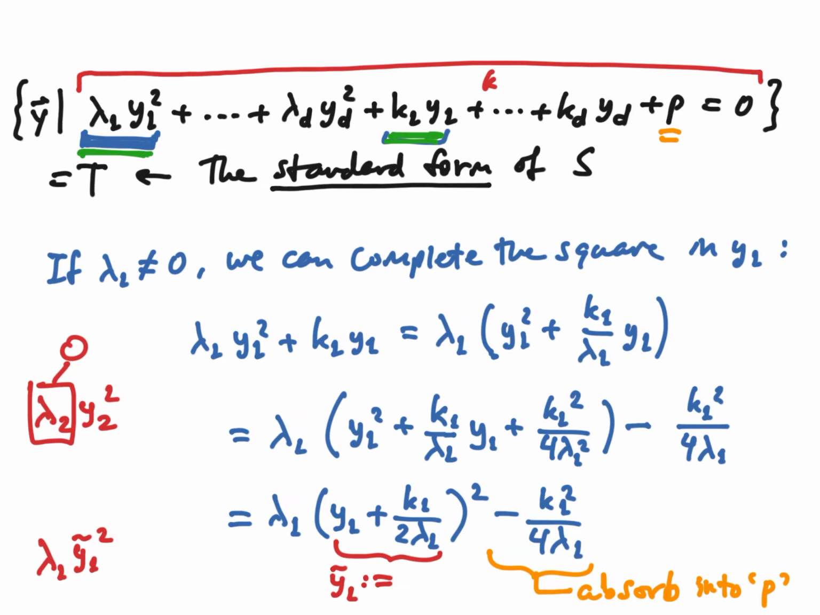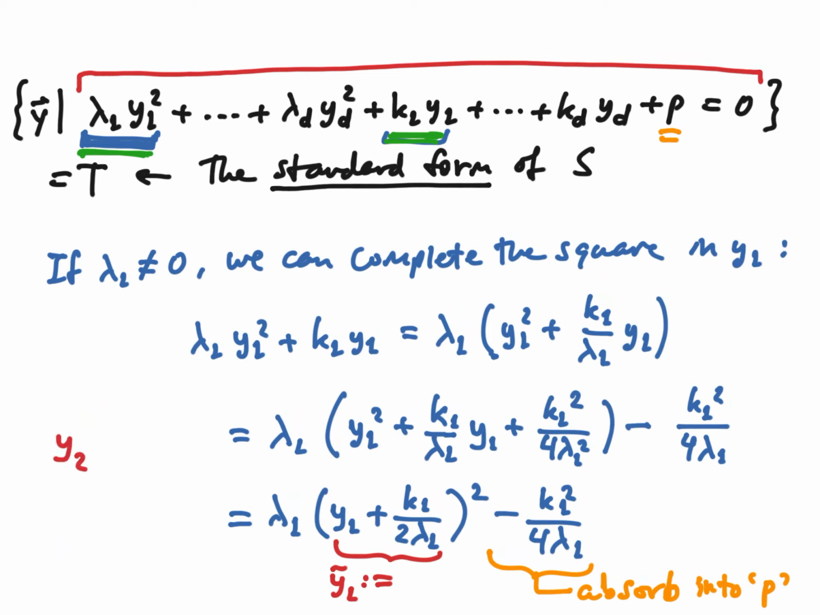So essentially you're going to get rid of all the linear terms, except for those linear terms involving a variable that doesn't have a quadratic term. So for instance, if there's no quadratic term y2 squared, then you'll have a linear term in y2, namely k2 y2. But if there is some y2 squared term, then there is no need for a linear term because you can absorb it into the quadratic term by completing the square. So we can go through all the variables and complete the squares whenever possible. All right, and then we'll have a new set of variables.